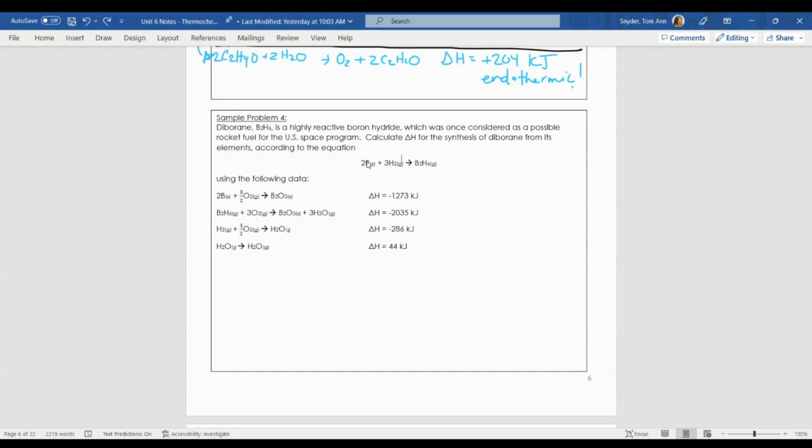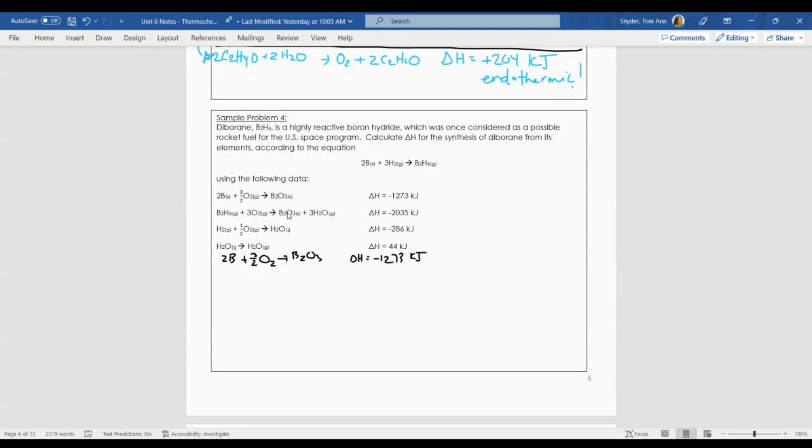So I have my 2 borons here, and I actually have 2 borons in this first equation, so I'm going to use this one. I'm going to try to write as neat as I can because it's going to be a little botchy. I have B2O3, and I'm just going to copy down delta H is -1273 kilojoules. I notice that I have diboron trioxide as a product in this first reaction, and I don't have that here, okay? So I'm going to have to cancel out B2O3.